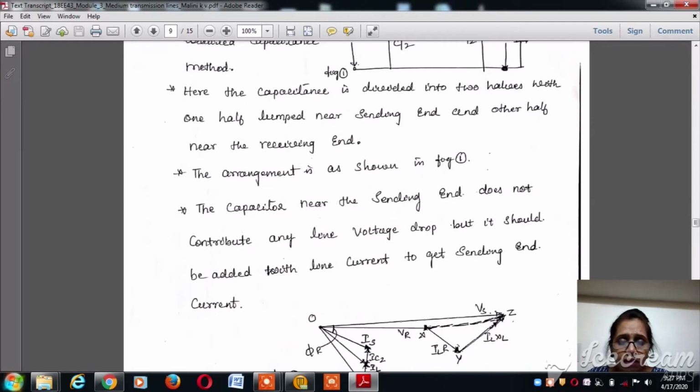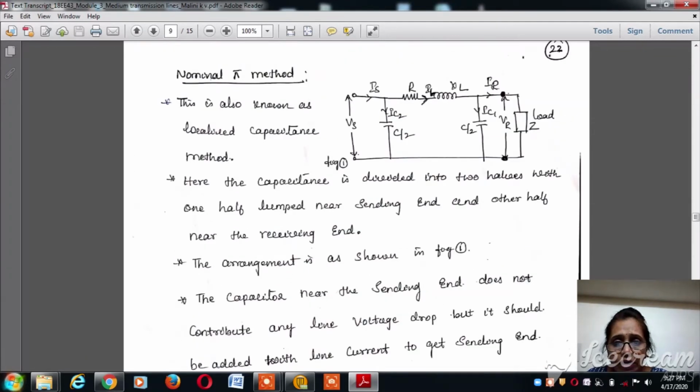So here we consider that current is going to get divided into two. That is, the IS is the sending end current that is getting divided into two circuits. That is, IL is the current that is flowing through the entire impedance of the line, whereas IC2 is the current that is flowing through the capacitance near the sending end. Here again, IC1 is the current that is flowing through the capacitance near the receiving end, and VR is the voltage drop across the load. That is, IC1 and IR is further getting distributed, that is from the current IL.